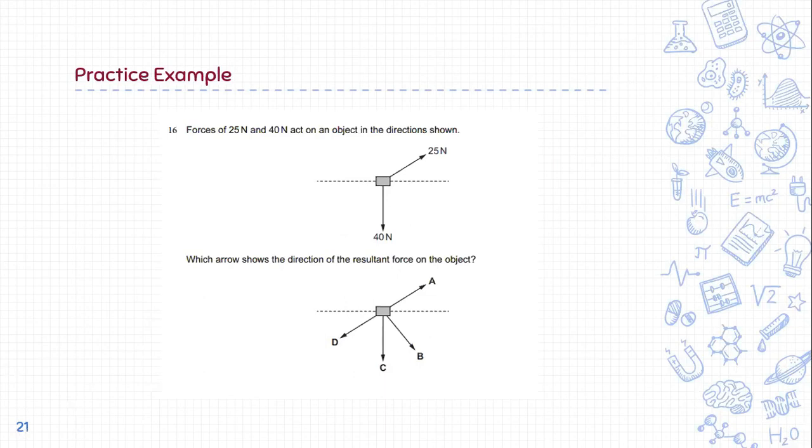Now, forces of 25 Newton and 40 Newton act on an object in the direction shown. We're simply going to take this arrow, map it here, take this arrow, map it here, and then draw a diagonal, which is going to be in the same direction as B. So B is the answer for this.